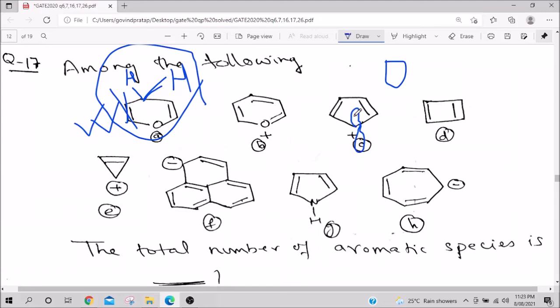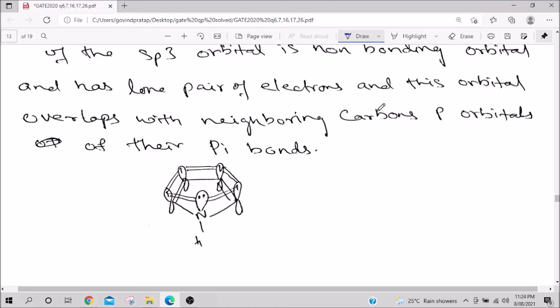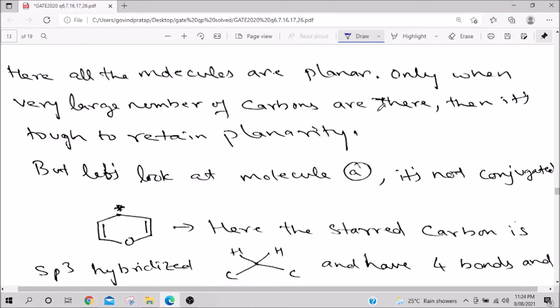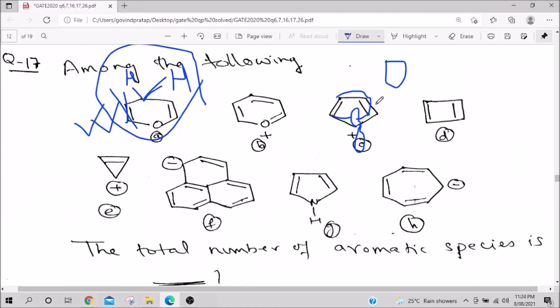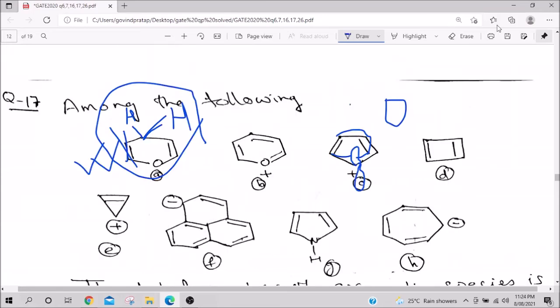So now this can overlap with this, it can overlap with this, it can overlap with this. Since they overlap, this is also conjugated. Now here all of them are conjugated, no issues.